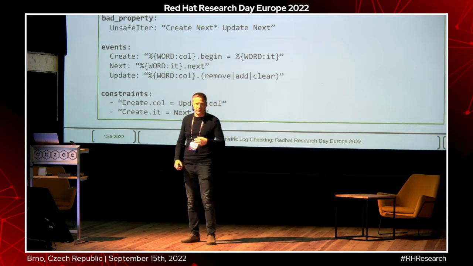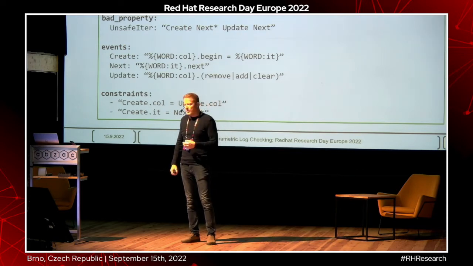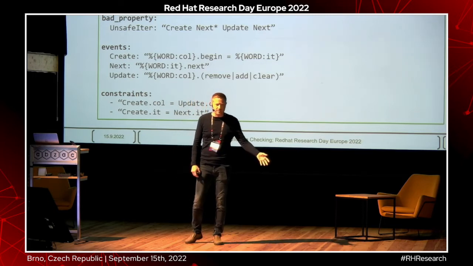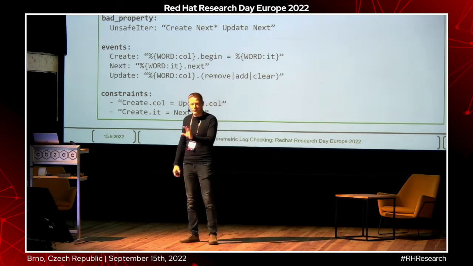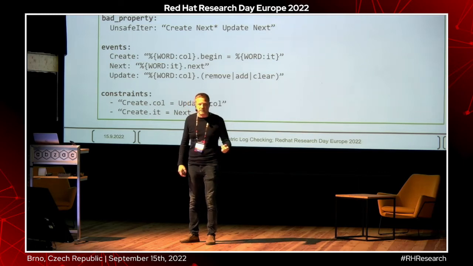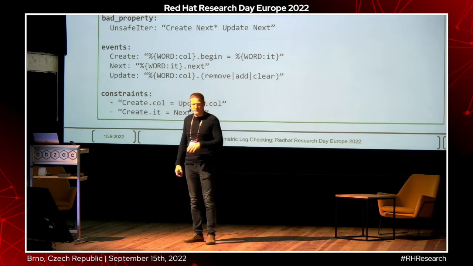Let's say that we have a collection, and once an iterator over a collection is created, it must not be used after the collection is updated, because, for example, this is from the C++ standard. That means that the collection must not be updated while you are using the iterators. So you must get rid of the iterator once there is an update.